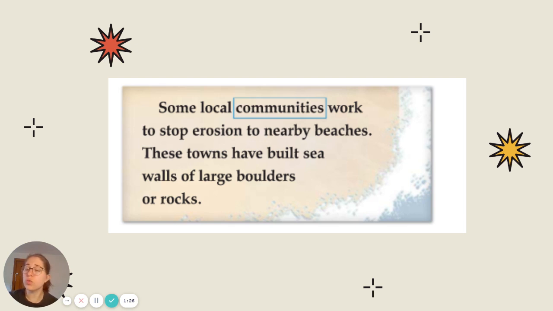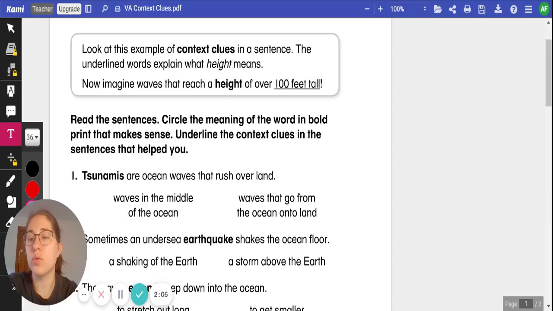I also see the word local. A lot of times we refer to towns or places where people live as local areas. So we know that communities kind of means the same thing as towns. And looking through the clues in our sentence helps us figure out what the word community means. Let's look at another example.